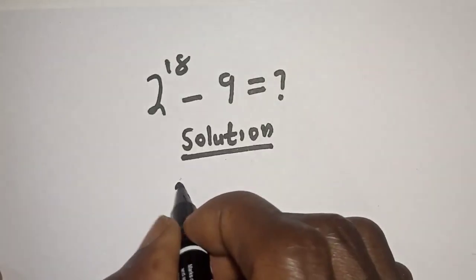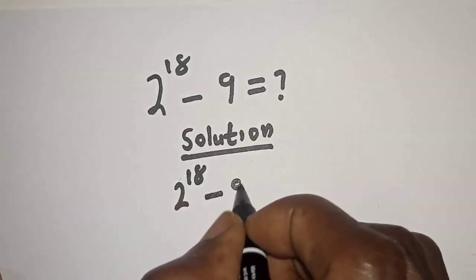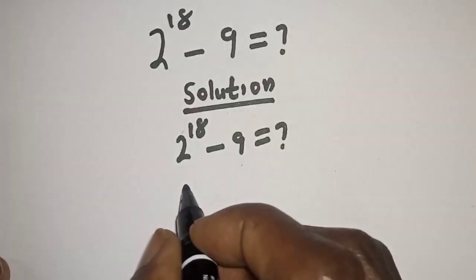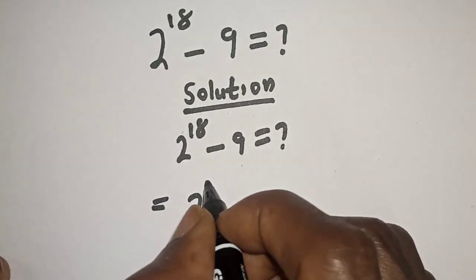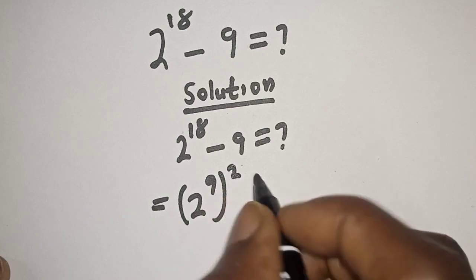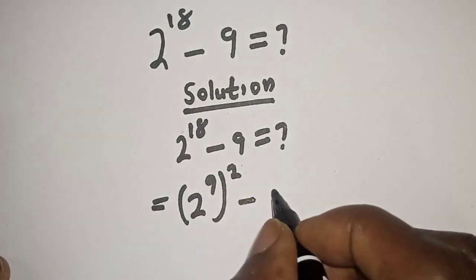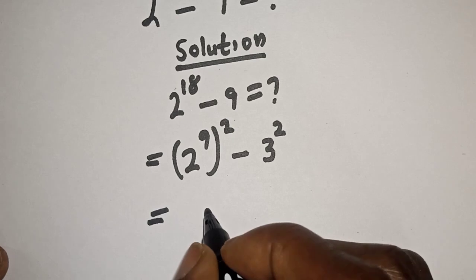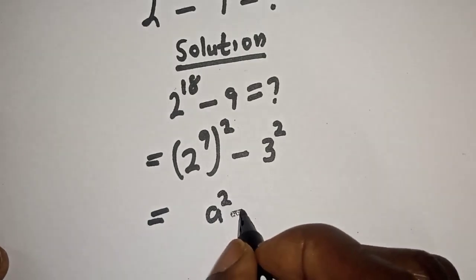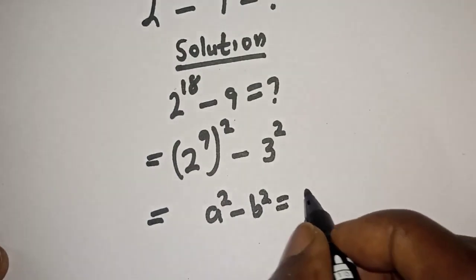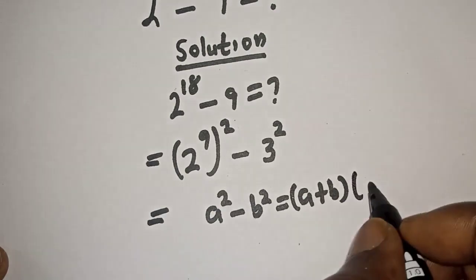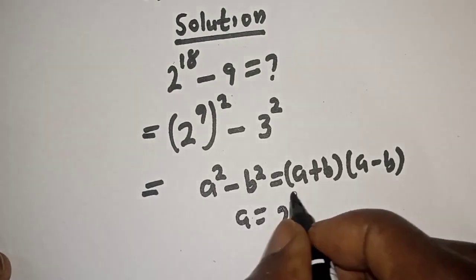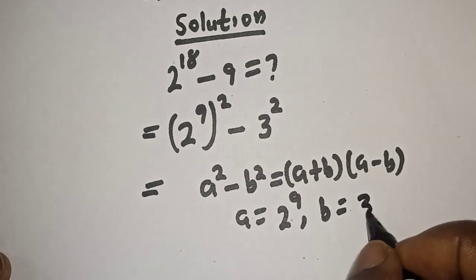Then we have the given equation, 2 raised to the power 18 minus 9. We don't know the value. Now, 2 raised to the power 18 can be written as 2 raised to the power 9 squared, minus 9 can be written as 3 squared. Take note of this rule: if you have a squared minus b squared, this is equal to (a plus b)(a minus b), where a is equal to 2 raised to the power 9 and b is equal to 3.